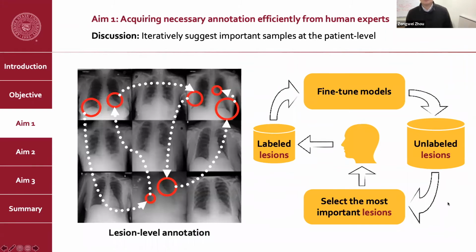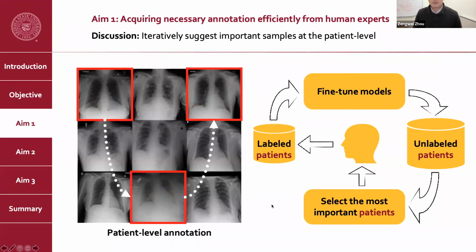The limitation is that the current active learning procedure can only suggest the important lesion every time. If a patient contains multiple lesions, the active learning procedure might suggest annotating the same patient multiple times, each time on a different lesion. This means the human expert has to go through the same patient again and again. So it's somewhat a waste of effort.